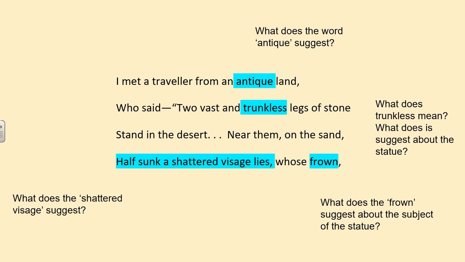2 trunkless legs of stone stand in the desert, near them on the sand, half sunk a shattered visage lies, whose frown. Now what is a shattered visage? What's a visage? So Google that. What is a visage? What does shattered mean? Why is it shattered? Look that up. And what does the word frown suggest about the subject of the statue?